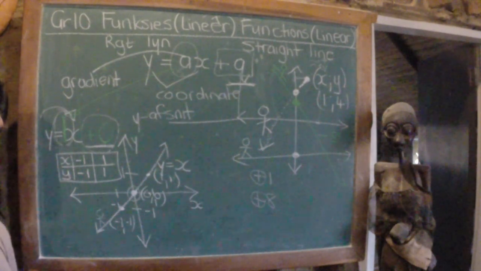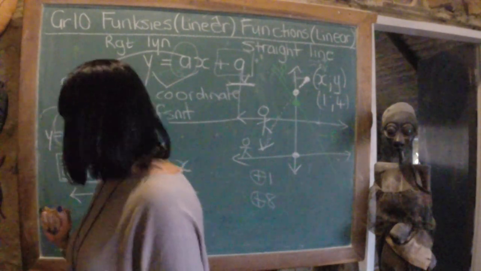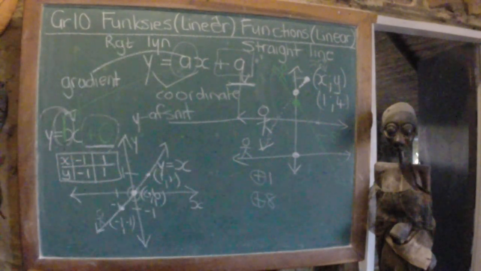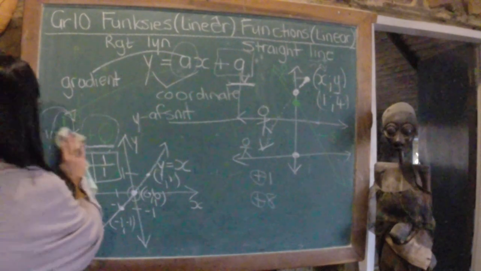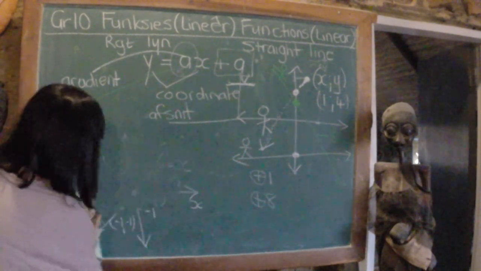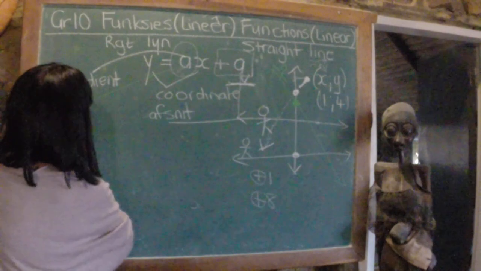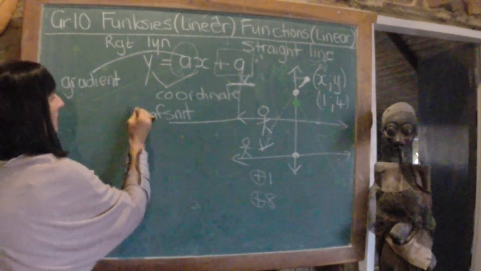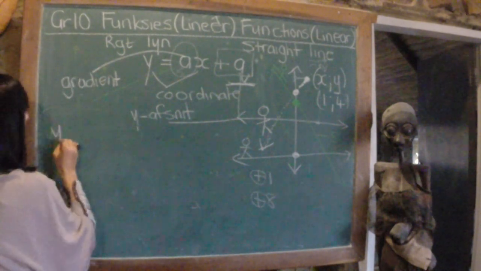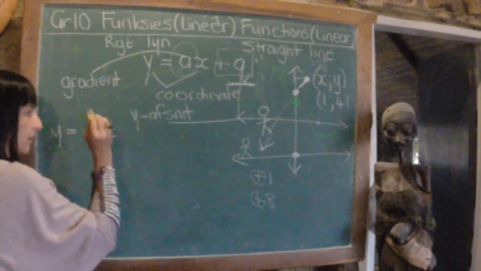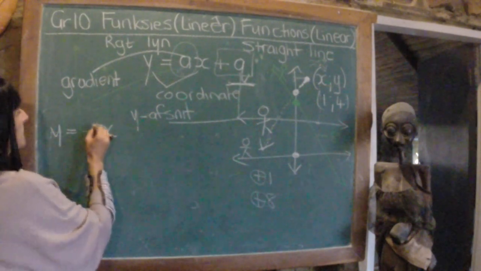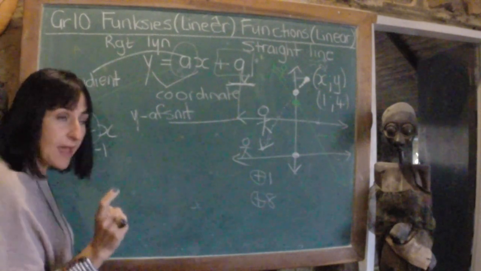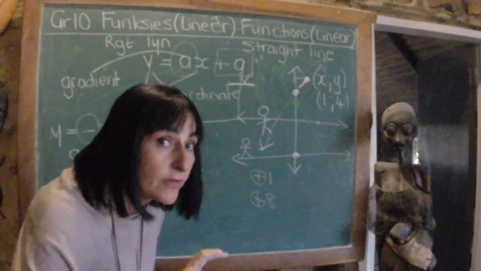Kom ons doen nou dieselfde, maar ons gaan teken nou 'n negatiewe lyn. Let's go and draw a negative straight line function with a q value of 0. Ons kyk hoe gaan hy lyk. Baie maklik. Y afsny, kom ons sê, y is gelyk aan minus x. We're going to do exactly the same. We see that the gradient y equals minus 1. So wat weet ek? Die lyn gaan afdraande wees.